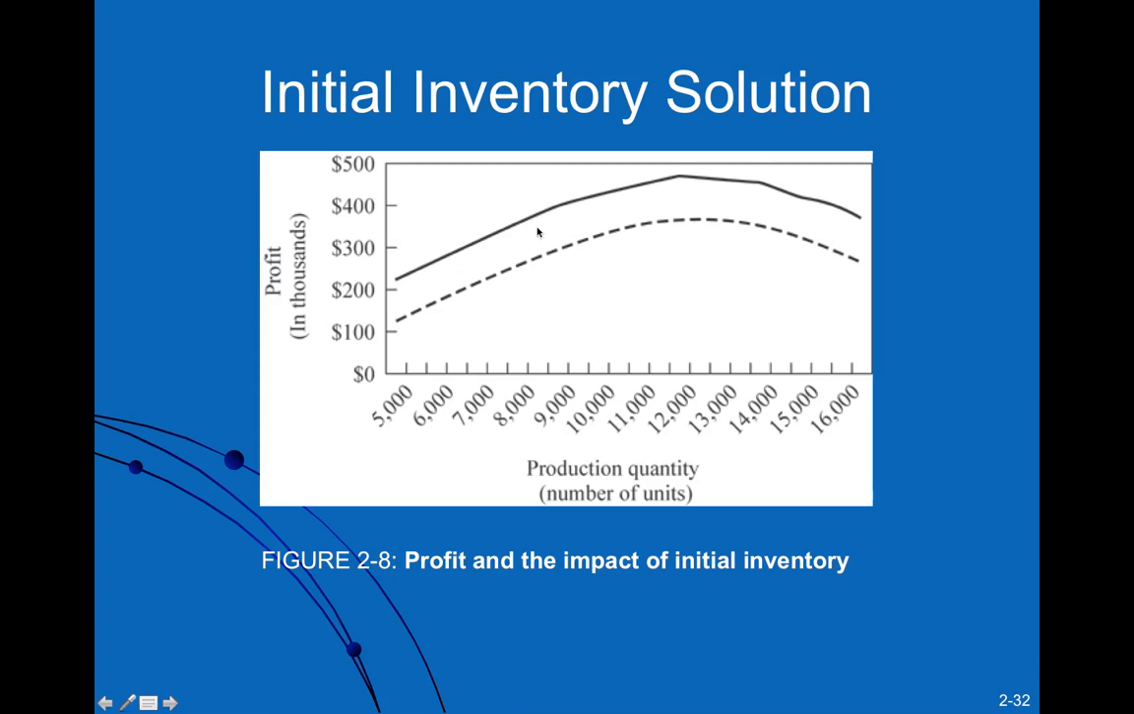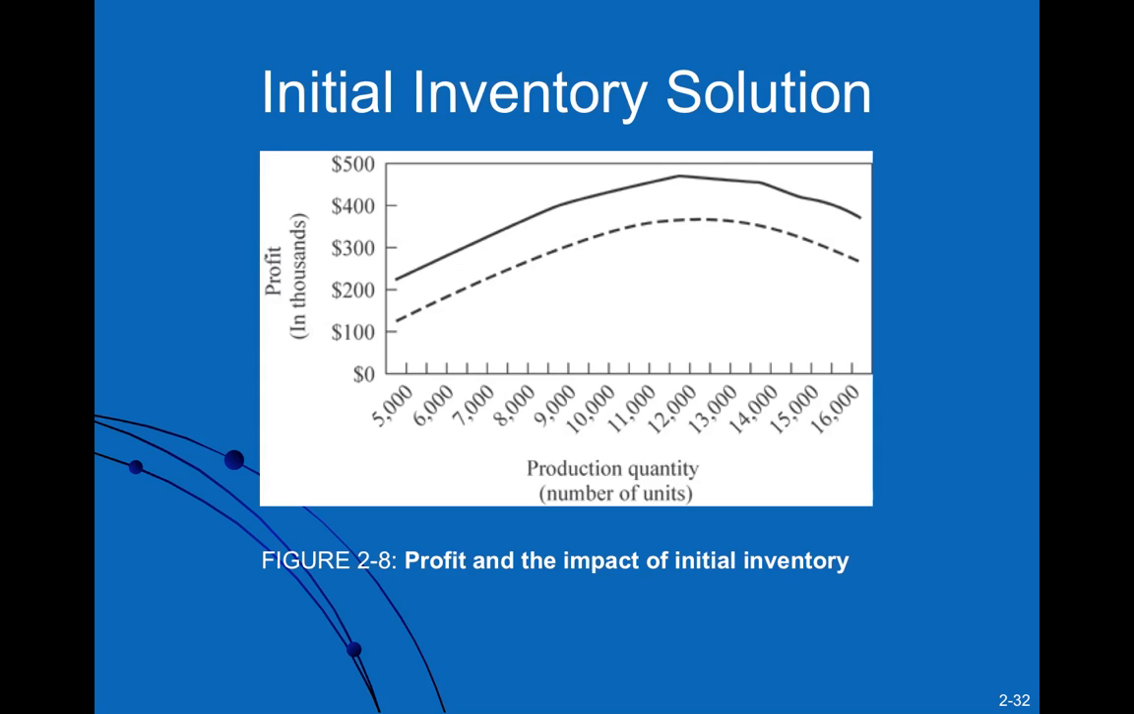Now I'm showing 8,000, but that's because I'm not drawing this properly. If I were to come down, it's probably somewhere around here. It lines up with 8,500 units. So if you have 8,500 units of initial inventory, then don't bother to produce, because the best you can do if you do produce is the profit level associated with 12,000. And since those two are equal, there's no need to produce.